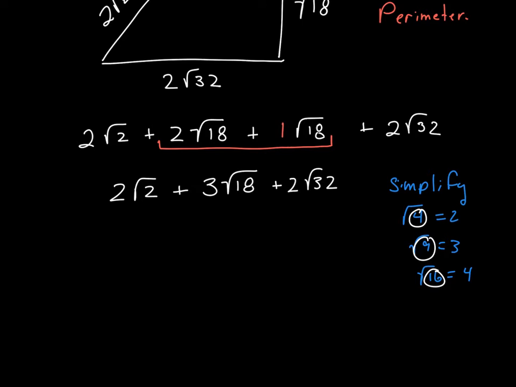So when I go ahead and do that, I can rewrite that as 2 square root of 2 plus 3, and 18 becomes 2 times 9. And I do the same thing with 32.